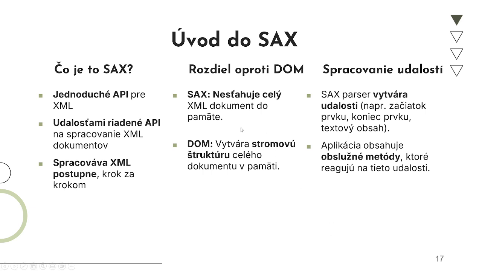What is the difference between DOM and SAX? One important difference is that SAX does not load the XML file into memory, but DOM creates a full tree structure in memory, which can be heavy and slow for large files. So SAX is better for reading large XML files.